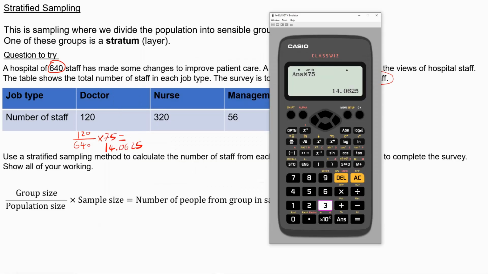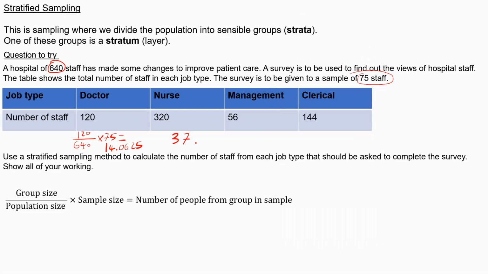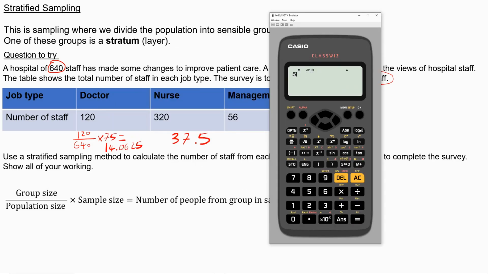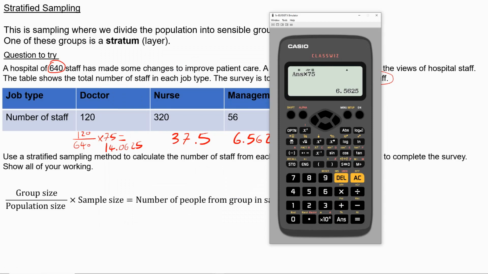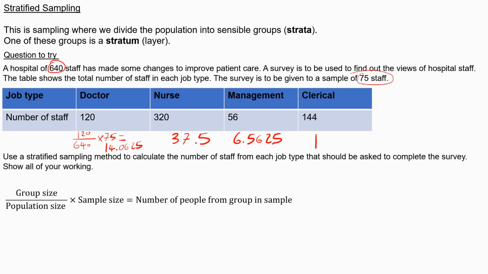For the nurses, we should have 320 out of 640 times 75. This will give me 37.5. Management, 56 out of 640 times 75, 6.5625. And clerical, 144 out of 640 multiplied by 75, and that gives me 16.875.